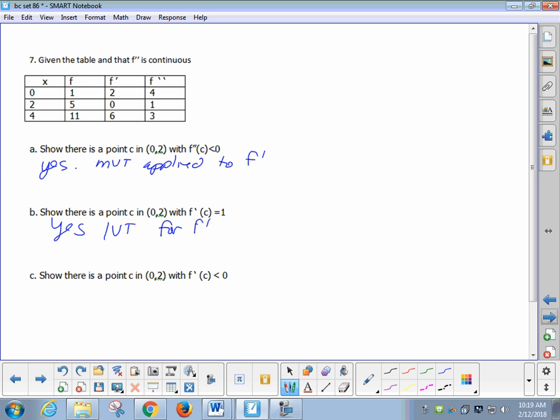This is kind of shorthand, but this is how I approached it. I used MVT for A as applied to F prime to show F double prime is negative, IVT for B, and then C. I copied it straight out of a Wigowski book, which is what they use at Mines. It's a really quality book, and I cannot for the life of me figure out how to do this problem, if it's possible.